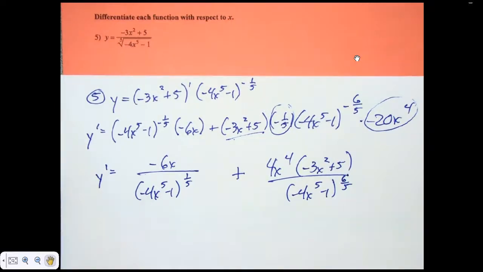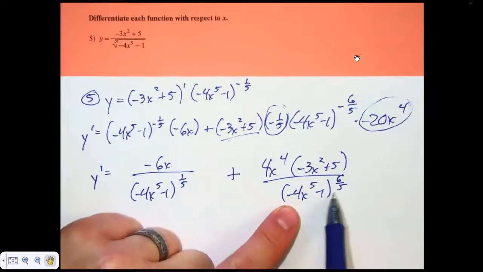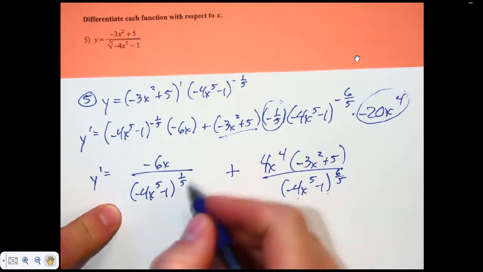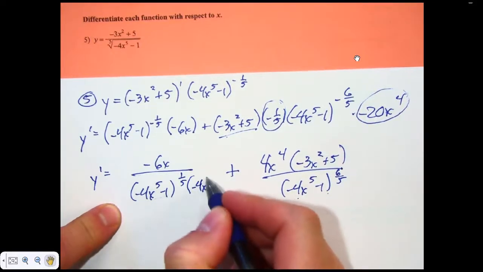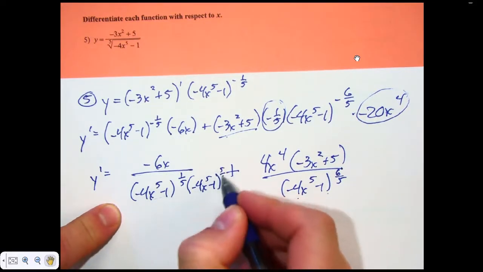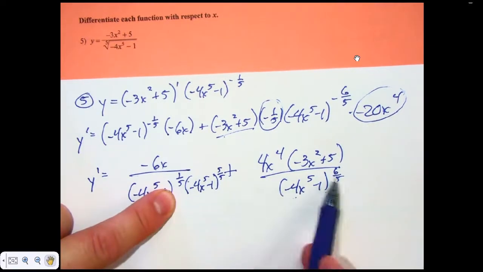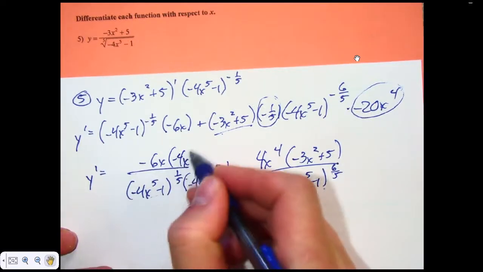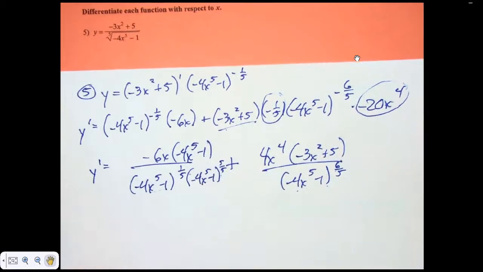Alright, now I need a common denominator. Well, I've got 6/5 of these fellas over here. I've only got 1/5 of them over here. So I need 5/5 more of them over here, so that when I add up these 2 powers, I get 6/5 and it matches. Well, 5/5 is just 1, so I'm just putting an entire one of those on the top.